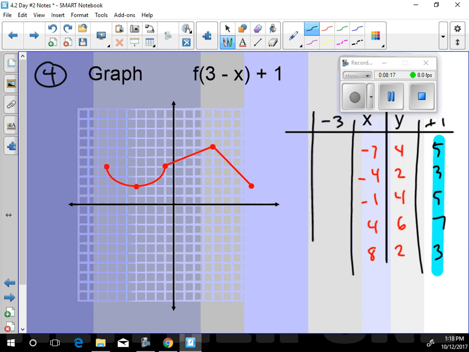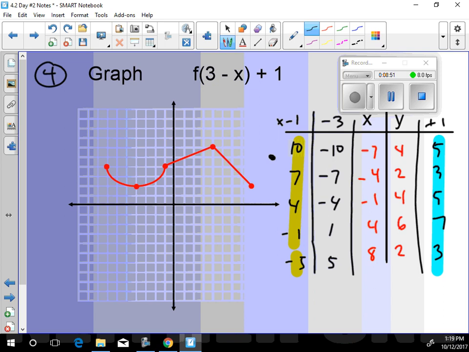So -3 times -1. -3 would be -10. Times -1 would be 10. -3 would be -7. That'd be a 7. -3 would be -4. That'd be a 4. -3 would be a 1. That'd be a -1. -3 would be 5. That'd be a -5. Let's plot these bad boys and move on with our lives. All right. 10, 5.